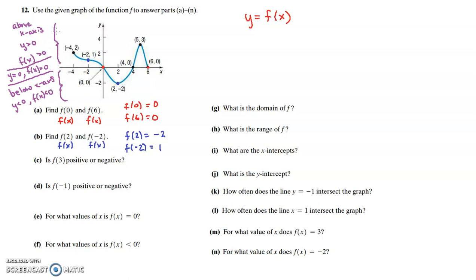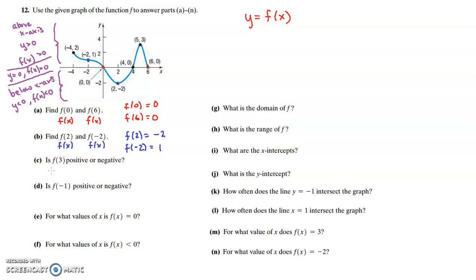Okay, so above the x-axis, y and f are positive. On the x-axis, it's 0. Below the x-axis, we're looking for y is less than 0, f of x is less than 0, or in other words, negative. So for this one, it says, is f of 3 positive or negative?